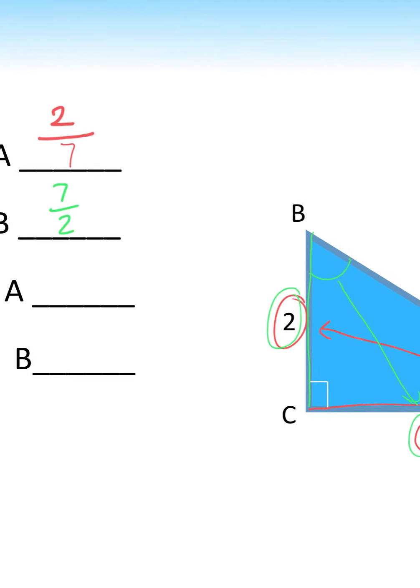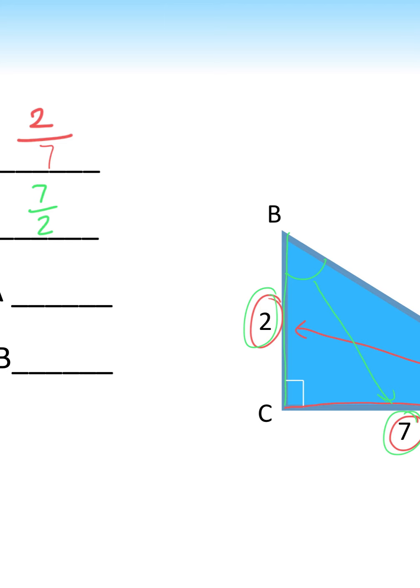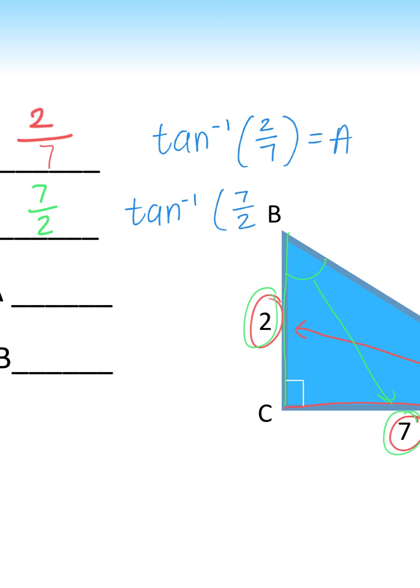Okay, so take a look at this example, which you guys should have already done in the notes. So we found the tangent of A and the tangent of B, okay? If we want to find the actual measure of angle A, all we're going to do is we're going to take the tangent inverse of 2 over 7, and that will give us A. In this case, we're going to take the tangent inverse of 7 over 2, and that should equal B.